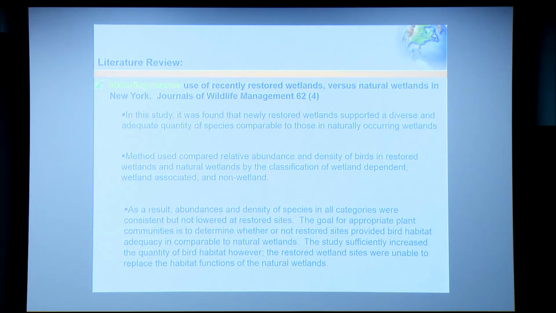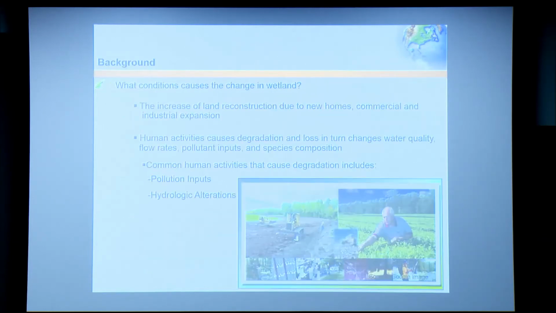In continuation, these are some of the literature reviews as well, but I'm going to get to the methodology here. Conditions of wetland cause change. The increase of land reconstruction due to new homes was also prevalent. Commercial buildings, industrial buildings, and institutions were being built, which is part of what was degrading the wetlands. These are negative connotations to the notion of wetlands. However, human activity caused degradation and loss, in turn changing water quality, flow rate, pollutant input, and species compositions.